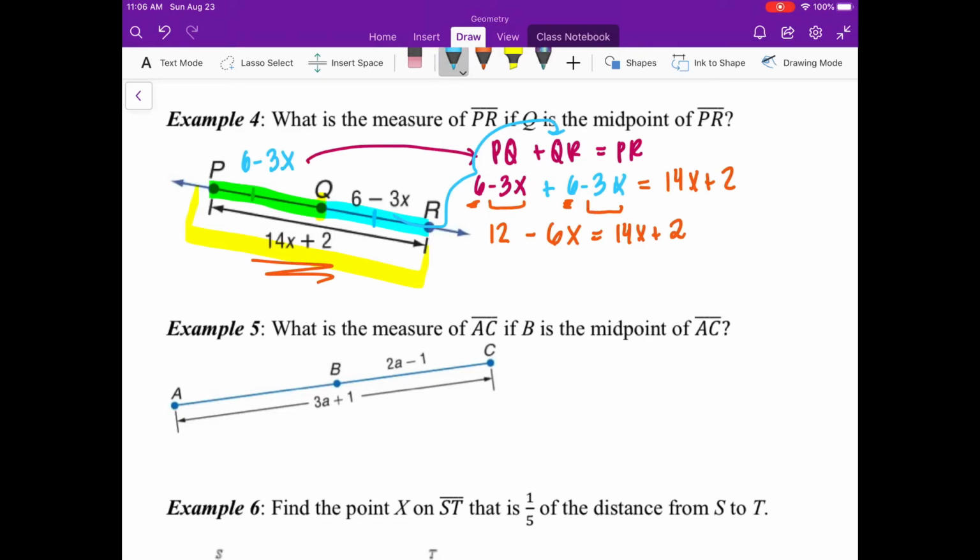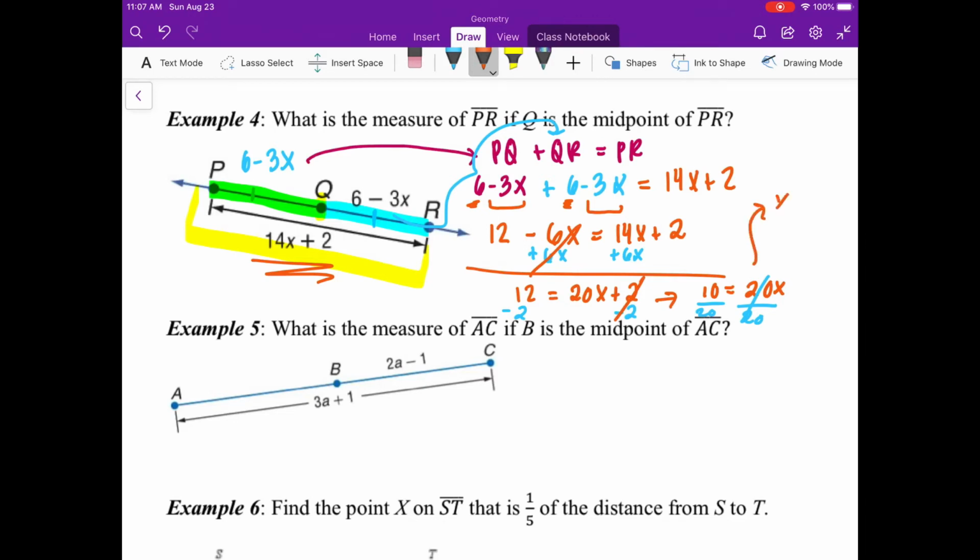We're now going to try to solve for x. So we're trying to get x to one side. So I'm going to move the 6x over. So I have 12 equals 20x plus 2. And I want to subtract the 2. So I have 10 equals 20x. My last step is going to be to divide by 20 so I can get x by itself. And now I have x equals 1/2.